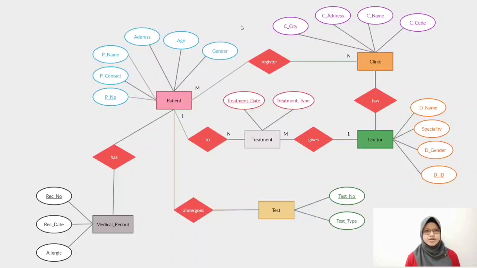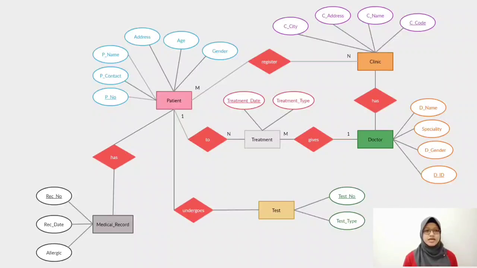This is the ER diagram for our case study. Entities are the objects or concepts that represent the important data. Patient, clinic, doctor, medical record, and tests are the entities, which are represented by the rectangle shape. Each entity is made up of some attributes, which represent the entity. In other words, attributes are the characteristics of an entity.